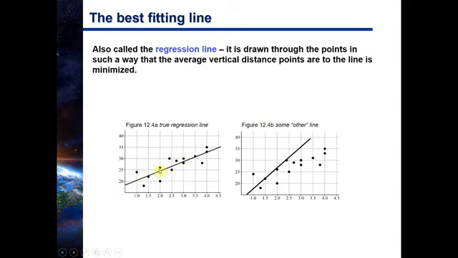All right. And what we're trying to do is minimize the average distance these points are to the line, and it's specifically the average vertical distance. So how far this dot here is to the line vertically. Same thing, how far this dot here is to the line vertically. All right. So what the best fitting line is doing, which is, by the way, also called the regression line, is it's been drawn in such a way to minimize the average vertical distance the points are to the line.